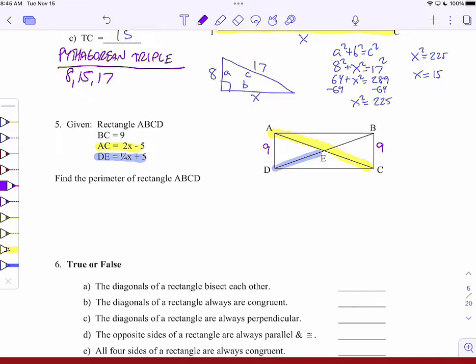We just found out that if we know the diagonal, we can find the sides. And we need to come up with some kind of equation here. Do you think I should make these two things equal to each other? DE and AC, should I just set them equal like I did in the last problem?